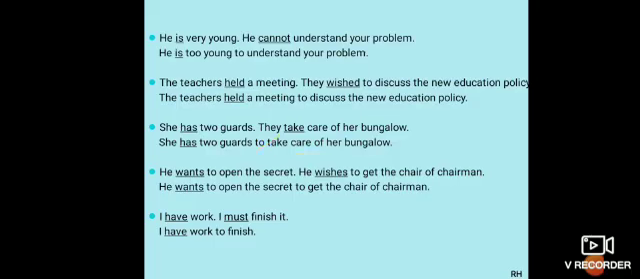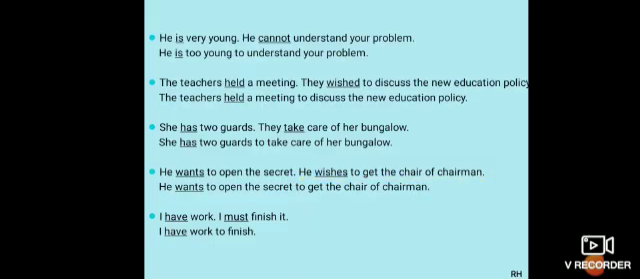Number 9, he wants to open the secret. He wishes to get the chair of the chairman. So "wants" is the first finite verb. Wishes is the second finite verb. To open is the non-finite. To get is the non-finite verb. So in this case, we have two finite verbs, wants and wishes. Okay. So again, he wants to open the secret. Now this is to get the chair of the chairman. So it is: to get the chair of the chairman. "He" you cut, because it stands for the same subject. Wishes you can eliminate because the sentence is able to convey the meaning.